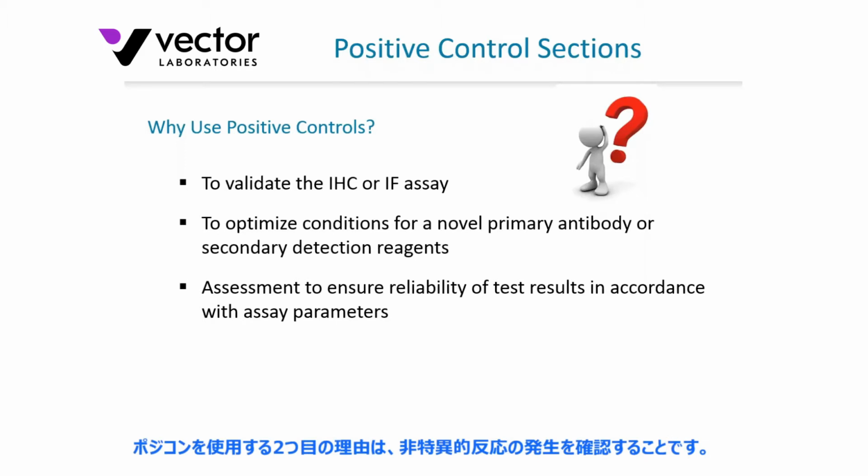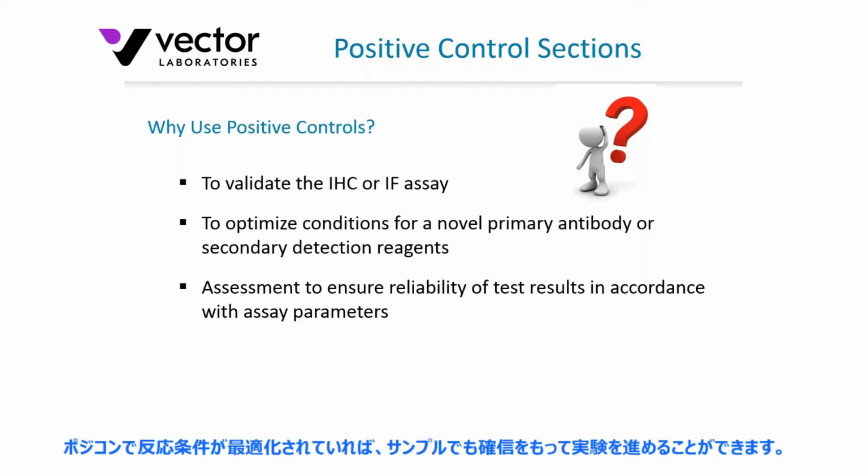Another reason for running a positive control is to identify any off-target, non-specific binding that may occur. And certainly this gives you then an opportunity to optimize conditions to get a good signal to noise ratio so you can move forward without ambiguity in your test specimen.